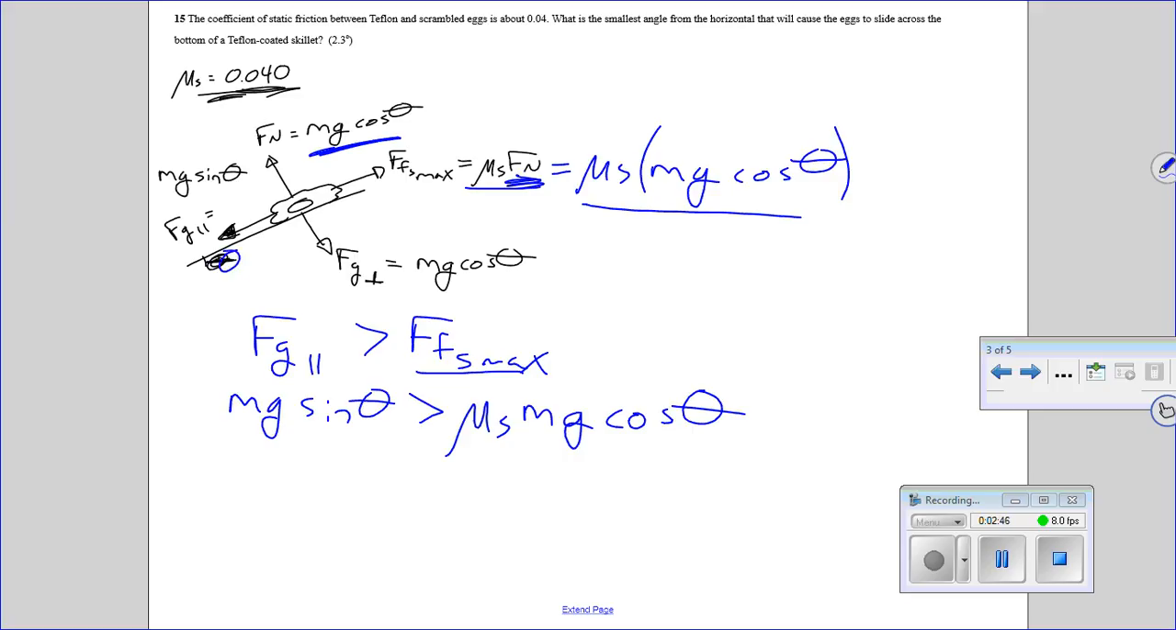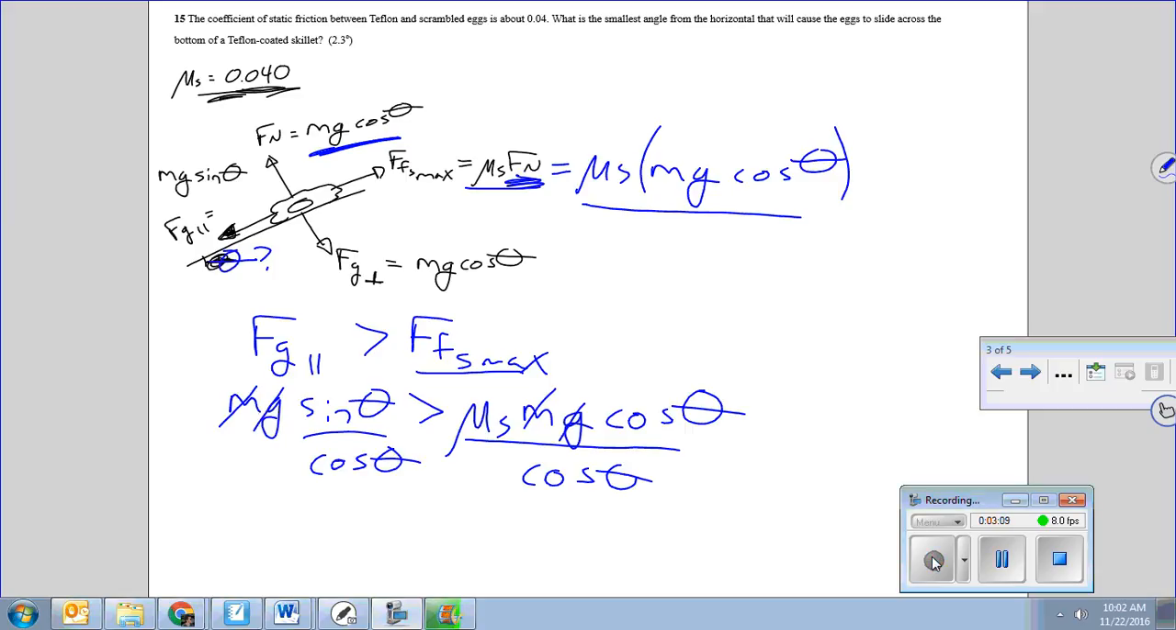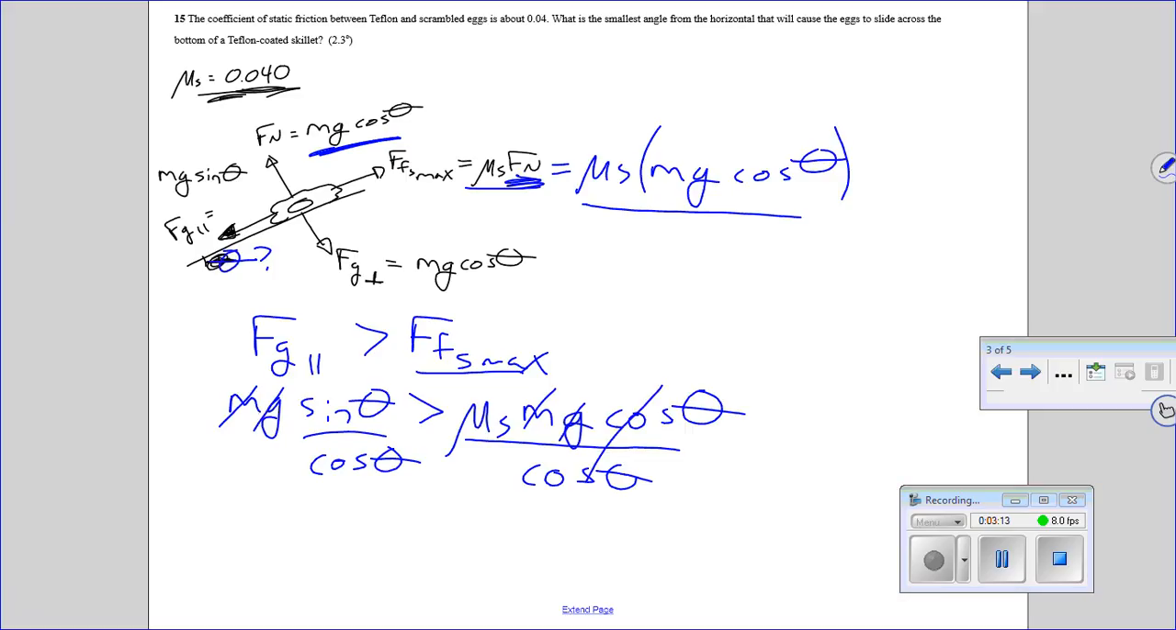So there's our equation, and we've got to solve for theta, right? Wasn't that our original goal, to find out what our theta was? So if you divide both sides by mg, those cancel. I'm trying to find my angle, so let's get everything that has the angle on the same side. So I'm going to divide both sides by cosine of theta.